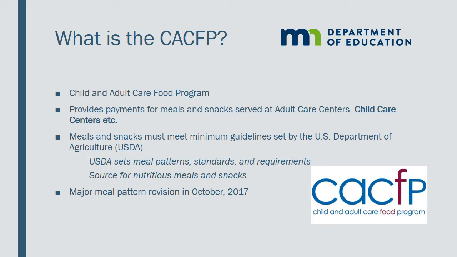The CACFP is the Child and Adult Care Food Program. It is run under the USDA to provide payments for meals and snacks to care centers. Meals have specific guidelines and quantities set by the USDA to ensure nutritious meals are being served to all program participants. And the last major update to these guidelines was in October of 2017.